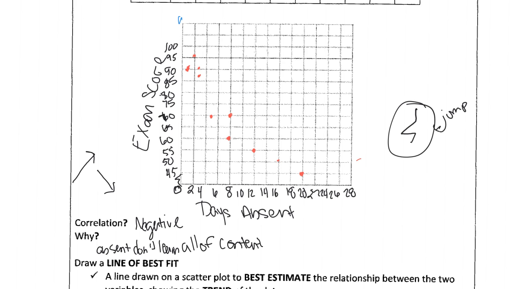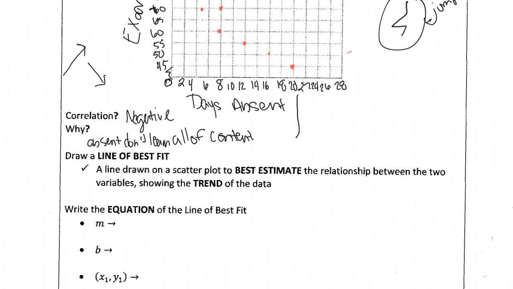Okay, so now we have our scatter plot. Now we have to draw a line of best fit. A line of best fit, which is the whole point of this, is a line on the scatter plot to best estimate the relationship between the two variables. Or it can also be called a trend line. Okay, so what we're first going to do is draw a line of best fit. So I always try to get as many points as possible, but I try to get at least 3 points of data on the line.